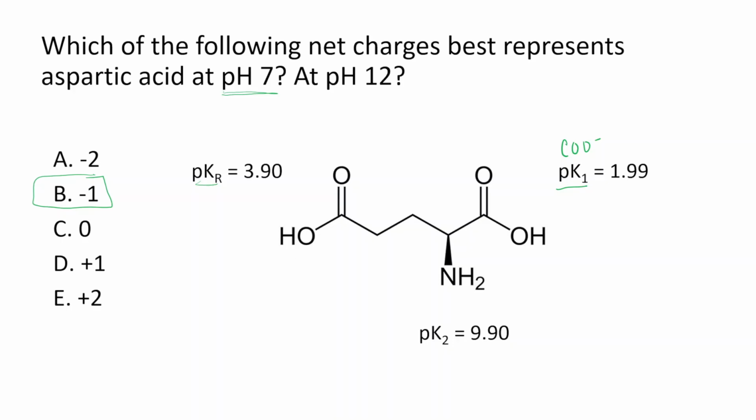Same thing for our side chain. The pKr is 3.9. pH 7 is above that. We're deprotonated, so we're COO minus. And for our amino group, the pK is 9.9. pH 7 is below that, so we're protonated. So our amino group is positively charged. Add together those charges, you get -1.